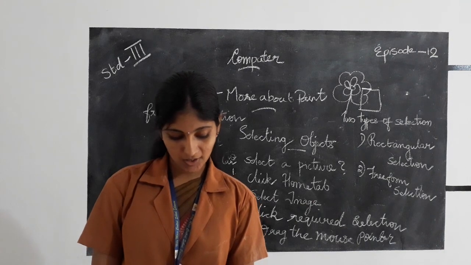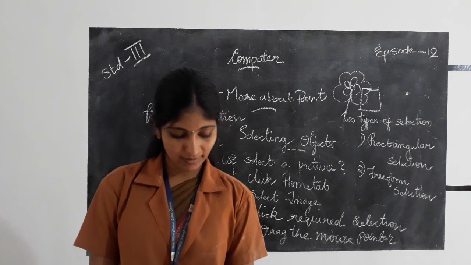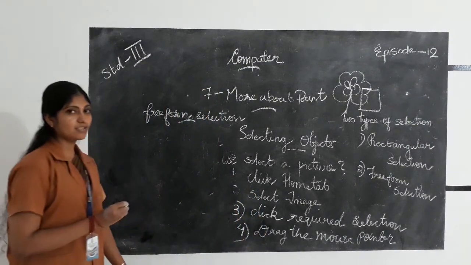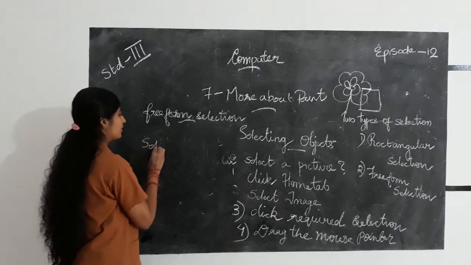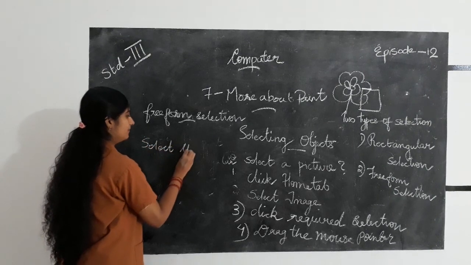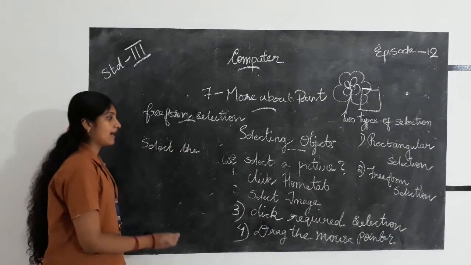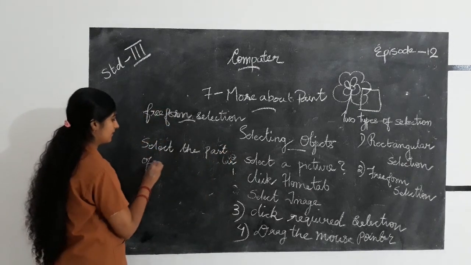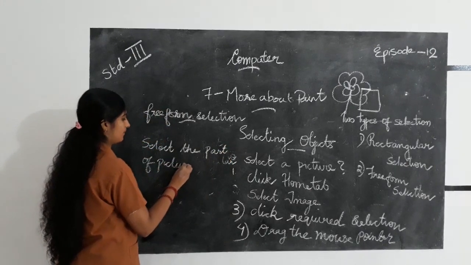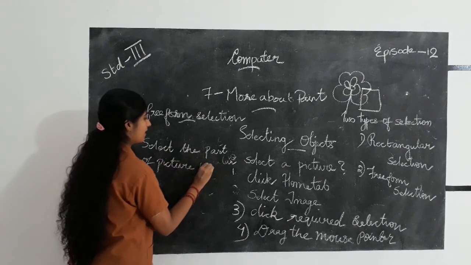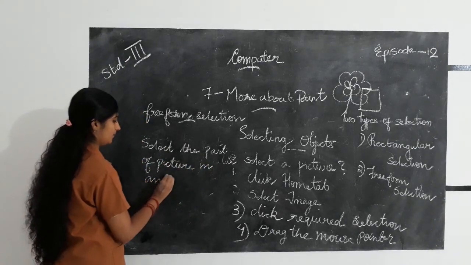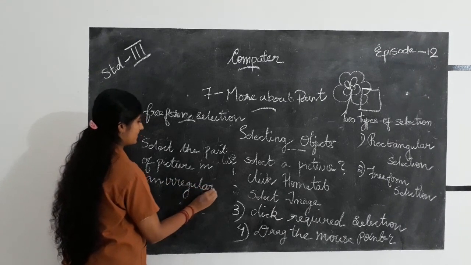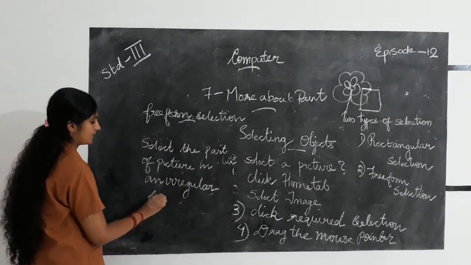Click free form selection and then drag the pointer to select the part of the picture you want to work with. So free form selection means select in an irregular form. Select the part of the picture in an irregular form. So that is the free form selection.